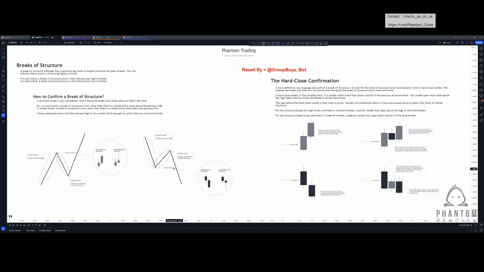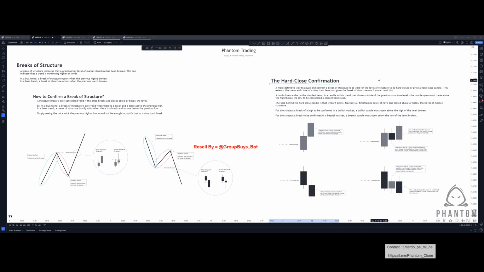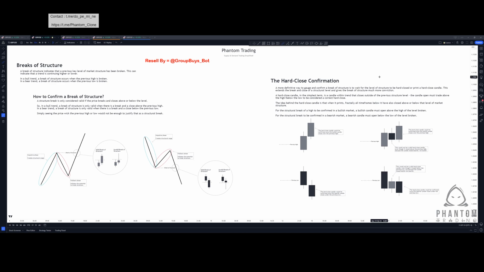Now we can take things a bit further and have an even stronger confirmation that a break of structure has actually happened in the market. And this is where we're going to introduce the concept of the hard close candle confirmation. A more definitive way to gauge and confirm a break of structure is to wait for the level of structure to be hard closed, or print a hard close candle. This extends the break and close of a structural level and gives the break of structure so much more conviction.